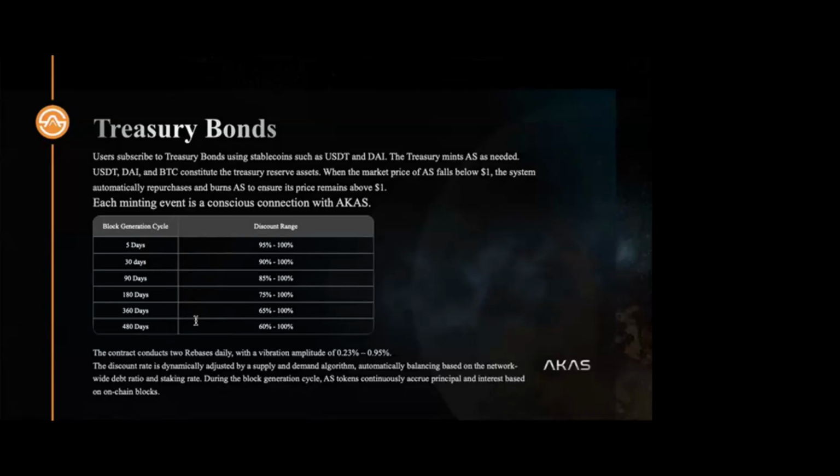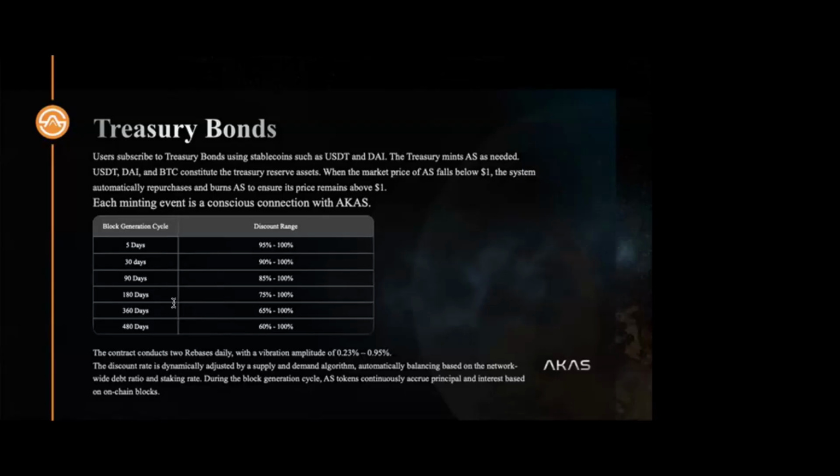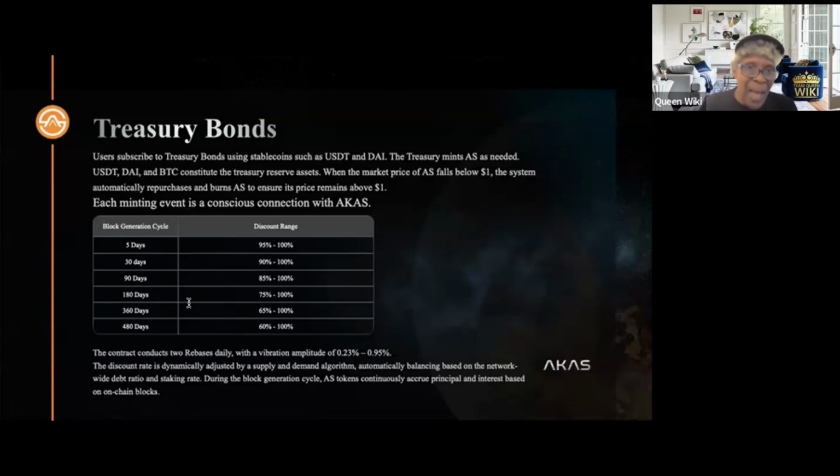So 0 to 40%. For example, if we purchase the treasury bonds, and during that period the treasury bonds open up for a 10% discount, and we purchase them, it means we can get the total value of 11,000 of the AS token, exactly like our COC. Got it.